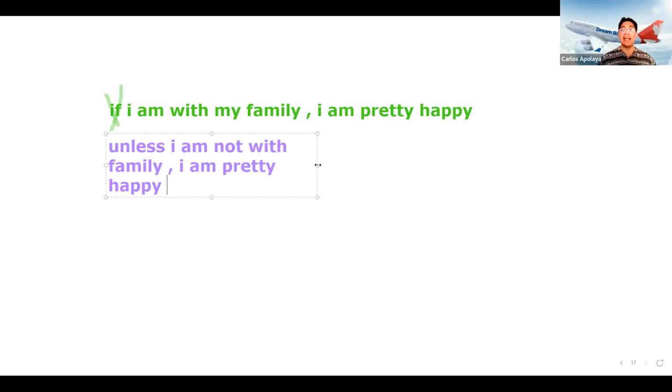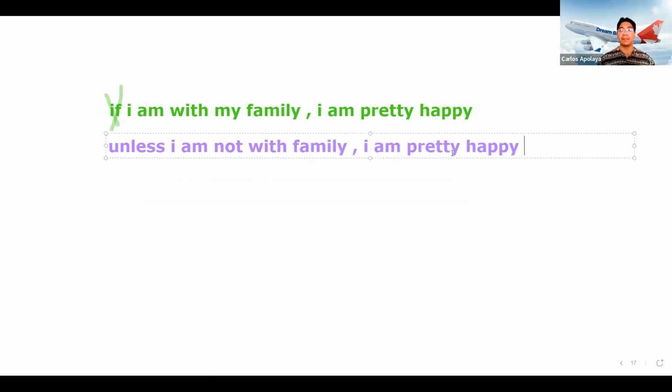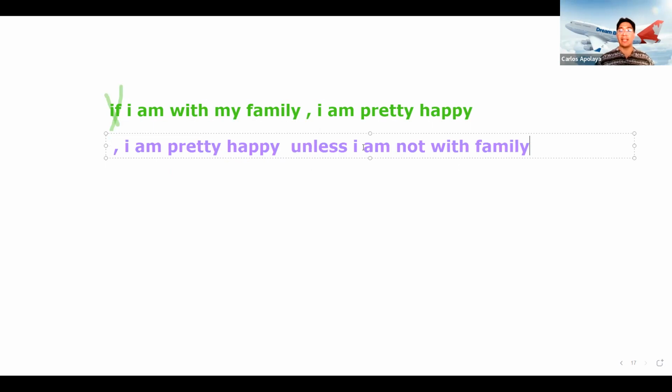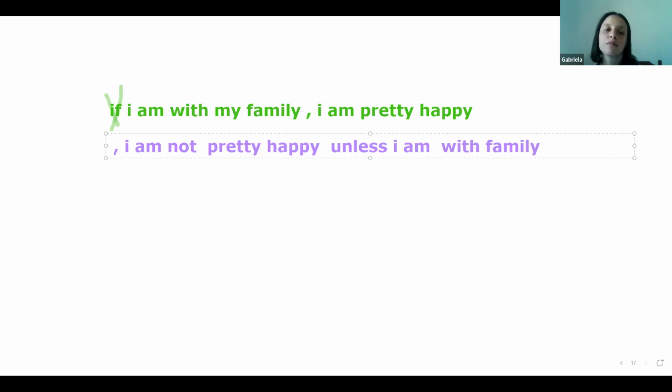Listo. Después del unless, ¿está el negativo o no? No. Lo voy a invertir primero. Ya. ¿Está negativo? Sí, está negativo, pero a mí no me gusta. Lo borro. ¿Y dónde lo pongo negativo? I am not very happy unless I am with my family. Dice, yo no soy muy feliz a menos que esté con mi familia. ¿Te das cuenta?